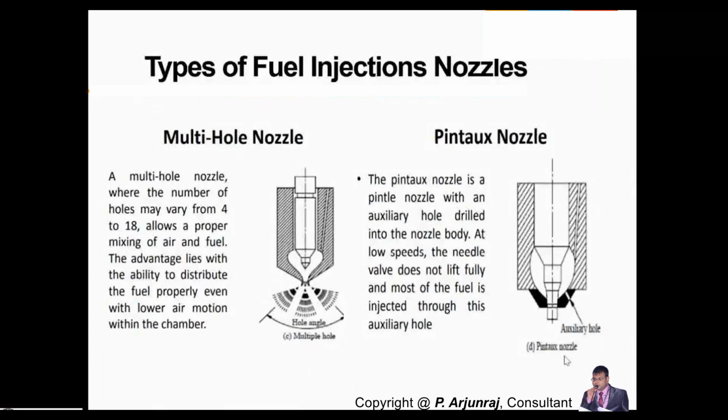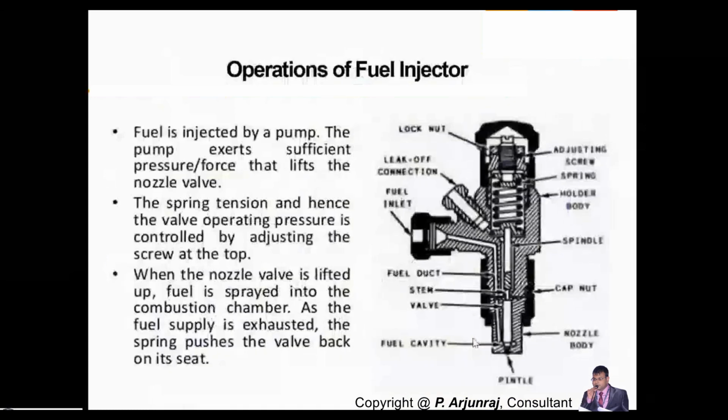And again, the last important type is the pintaux nozzle. It's also similar to the pintle nozzle. It is having an auxiliary hole drilled. So you can see the auxiliary hole. You have the auxiliary hole which is drilled into the nozzle body basically. What happens when the engine is running at low speed? Then the needle valve does not lift fully, and most of the fuel is injected through this auxiliary hole. Okay, and now we'll see the operations of the fuel injector.